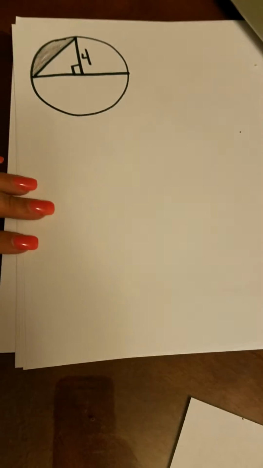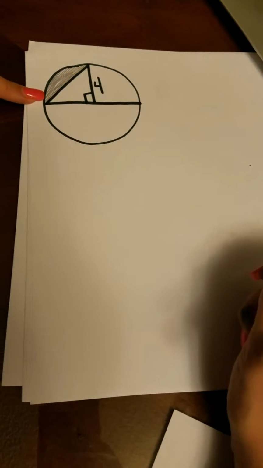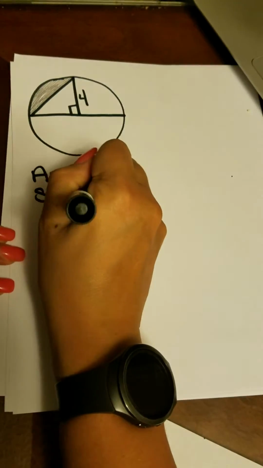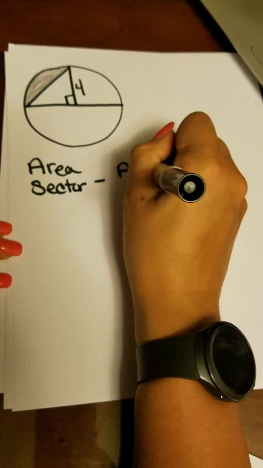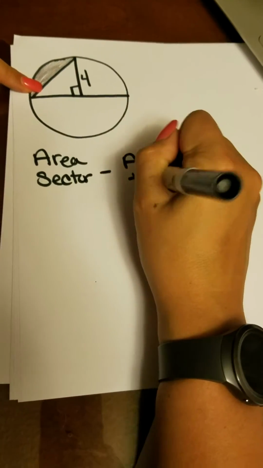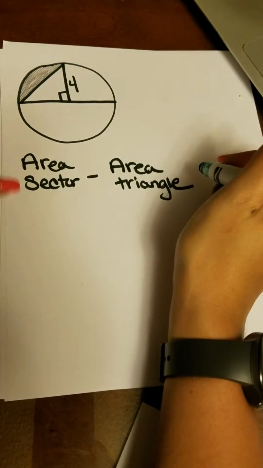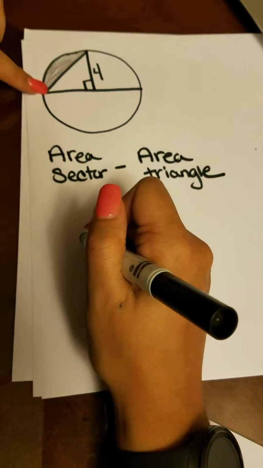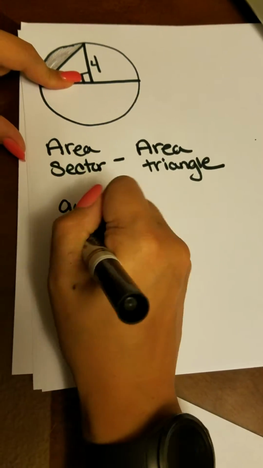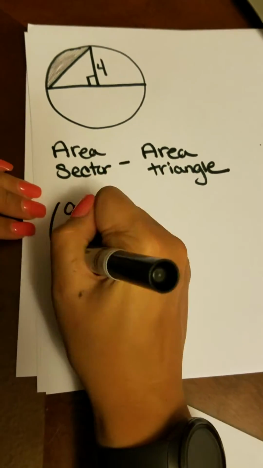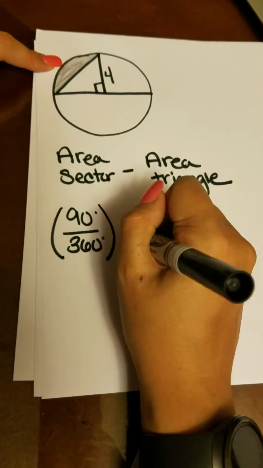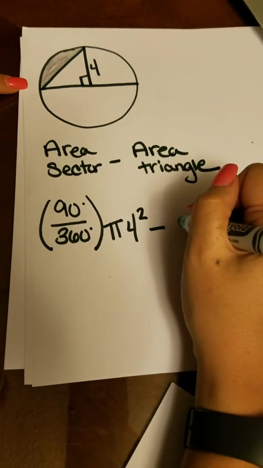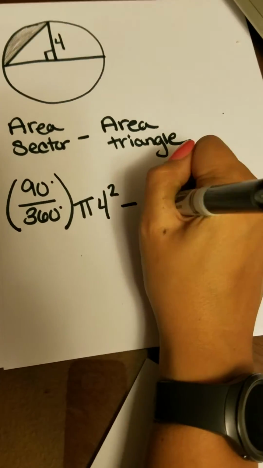Final example. To find the area of this shaded segment, we need to find the area of the sector and subtract the area of this triangle. When we find the area of the sector, just like we did in the previous examples, we take the measure of the arc. Again, this one's 90 degrees, divided by 360 degrees, multiplied by the area of the circle, which is pi. Our radius is 4, squared, minus, and the area of a triangle is 1/2 base times height.